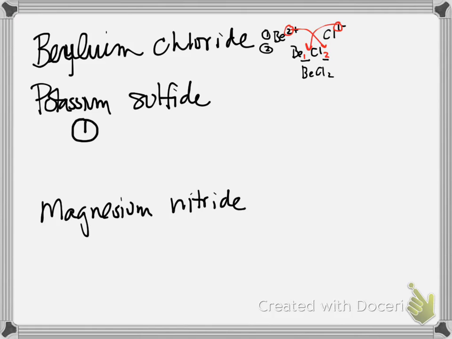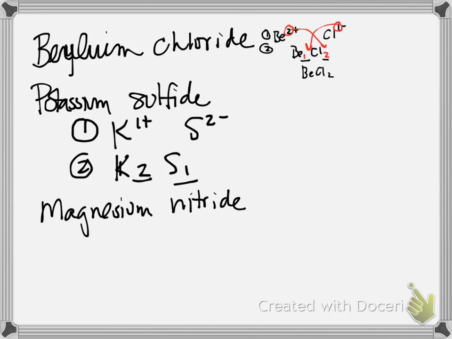Okay, so potassium sulfide. What does potassium form? K1+. Yep, K1+, and the sulfide ion is S2-. So when we crisscross those charges, we get K2S1. And when we simplify, step 3, we get K2S. Okay?